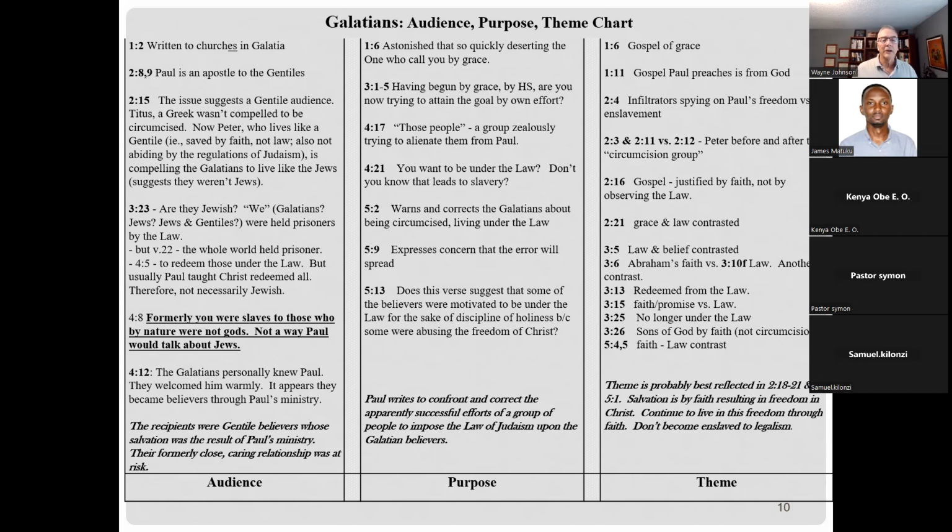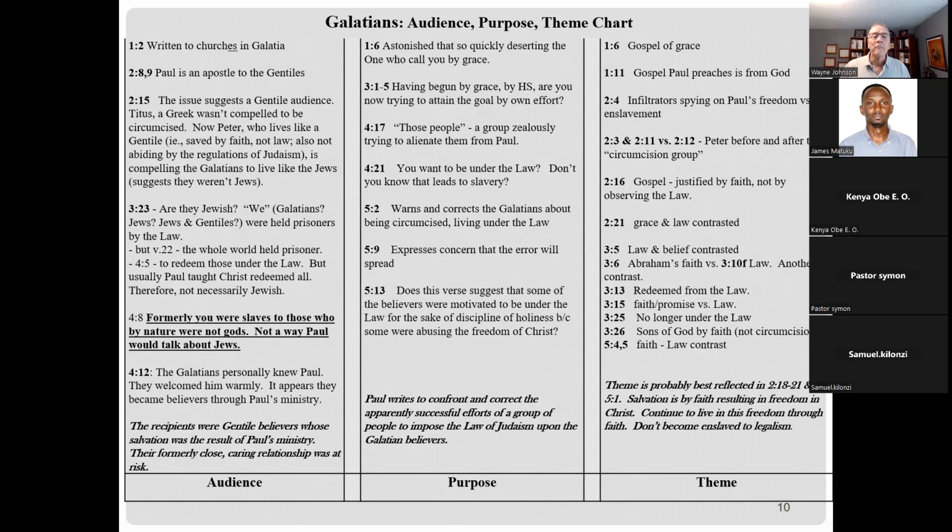Verse 22, the whole world has been held prisoner to the elementary principles of the world. 4:5, to redeem those under the law. But usually Paul taught Christ redeemed all, and so on and so forth. So these are observations. Having made some of these observations, my first conclusion as to the audience, based on my own reading, since I didn't consult any introductory material, is that the recipients were Gentile believers whose salvation was the result of Paul's ministry. Their formerly close and caring relationship was at risk. Again, that's a judgment I would question and reevaluate at this point. But this is the first time through.